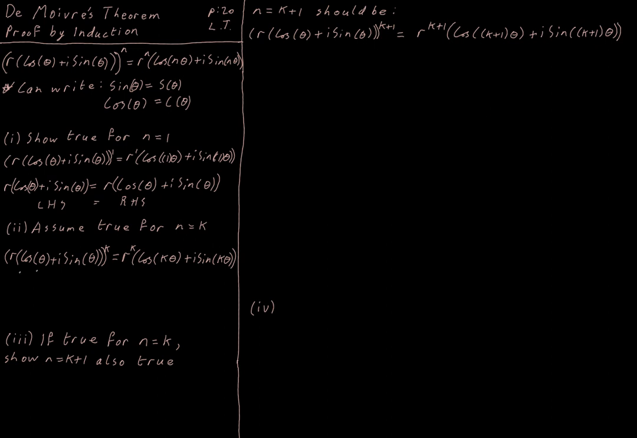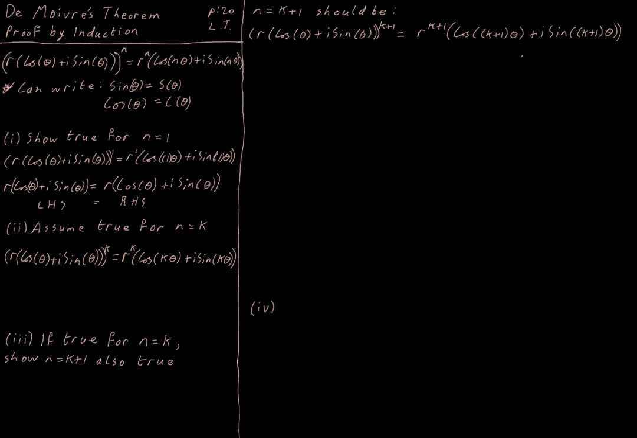Can we start from what we have assumed to be true and, using algebra and trigonometry, rearrange it to look like this? Can we show that if this relationship is true, without breaking any rules of maths, this relationship must also be true? So what we're going to do is start from the n is equal to k situation and use some rules of algebra and trigonometry to try and rearrange it to look like this.